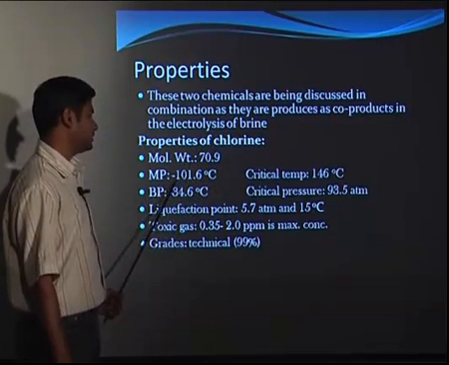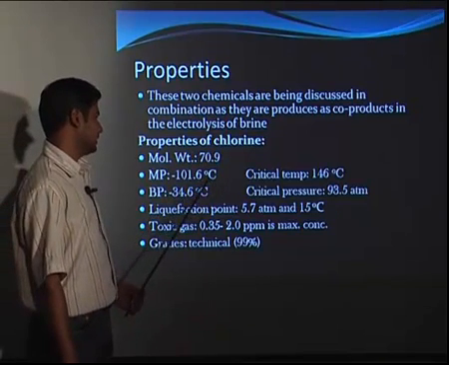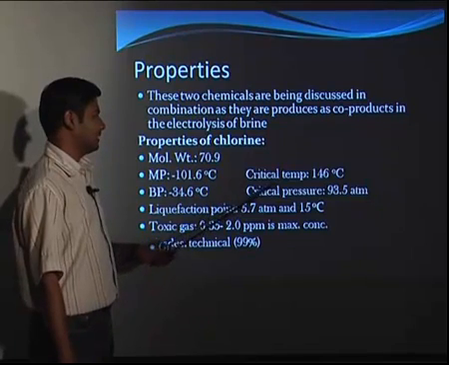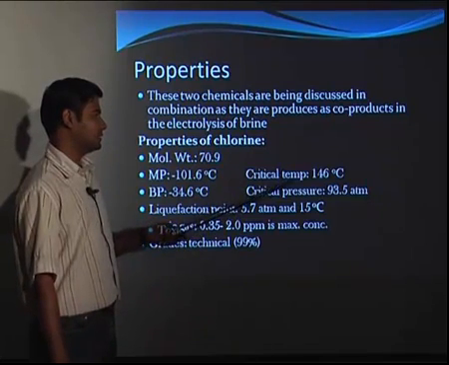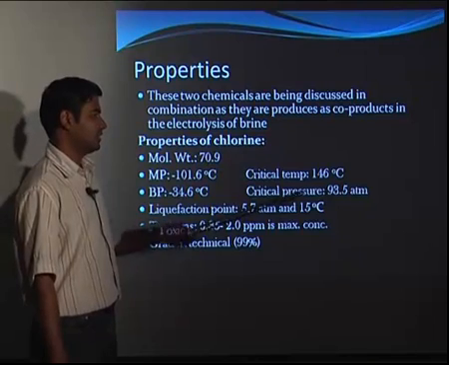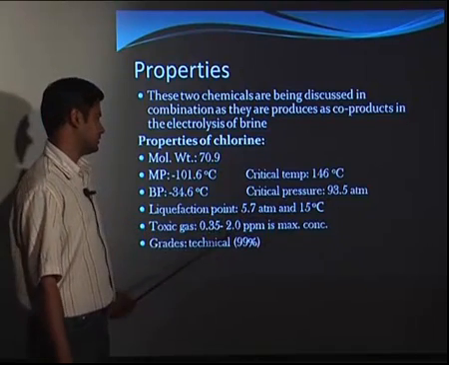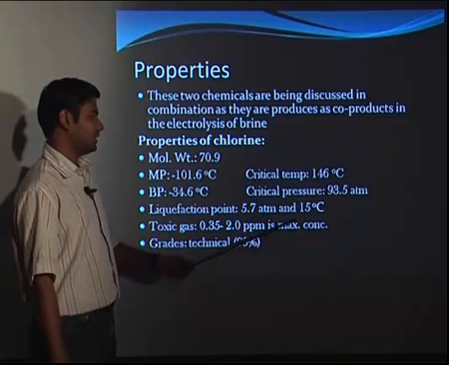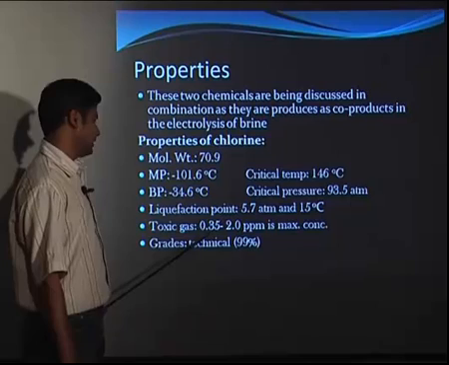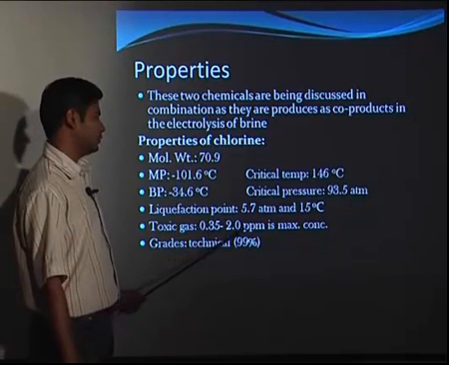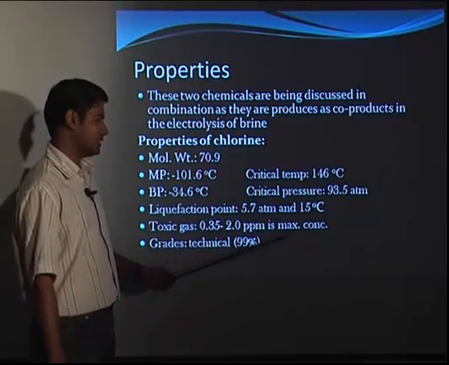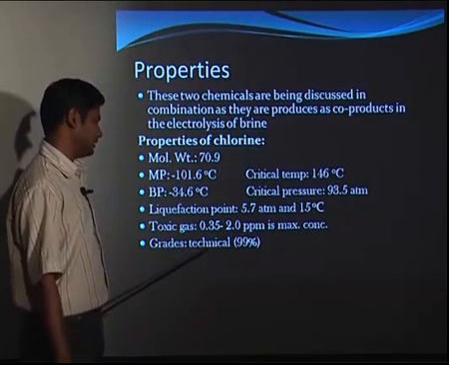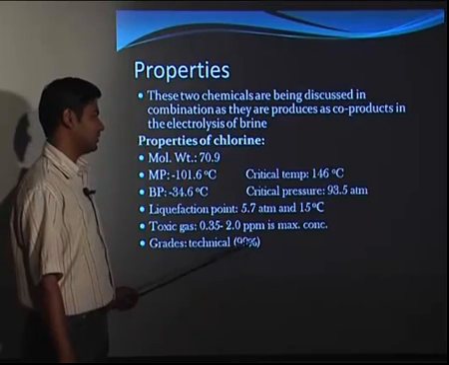The melting point is minus 101.6 degrees Celsius. Then boiling point is minus 34.6 degrees Celsius. Then it has a critical temperature of 146 degrees Celsius and critical pressure of 93.5 atmospheres. Then the liquefaction point is 5.7 atmospheres and 15 degrees centigrade. It is a toxic gas; 0.35 to 2 ppm is the maximum concentration, above which we can have lethal damage. Then technical grade is 99% chlorine.